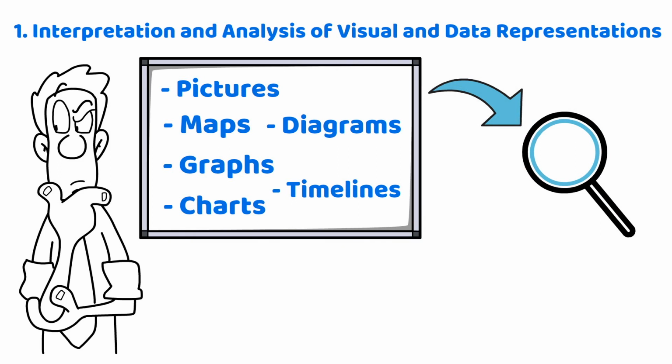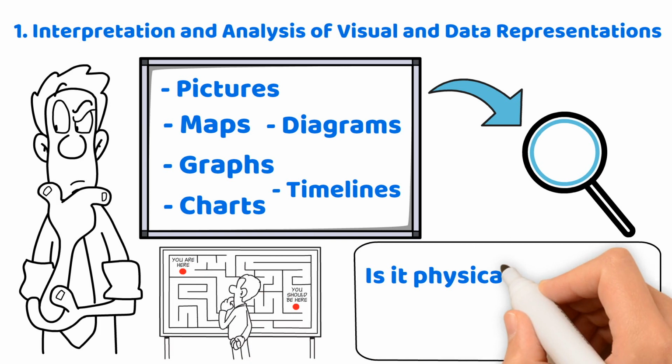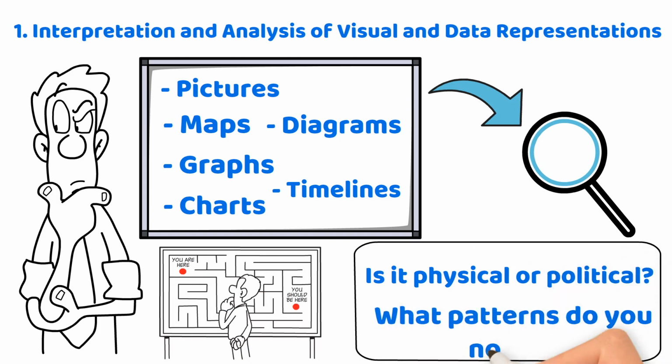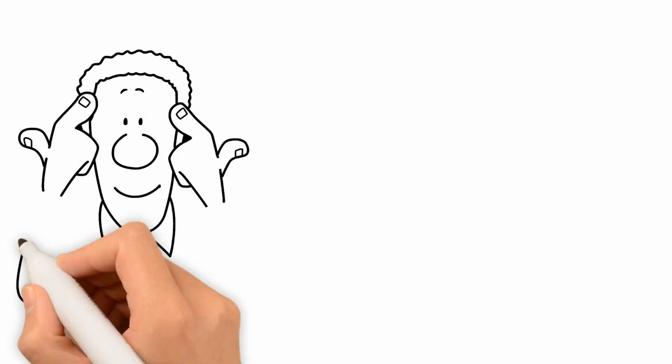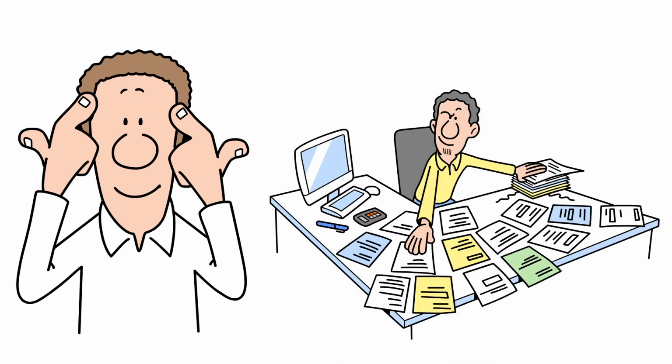For example, when looking at a map, identify the legend, scale, and type of map. Is it physical or political? What patterns do you notice? Understanding these elements will help you effectively convey information to your students and interpret data in real-world situations.